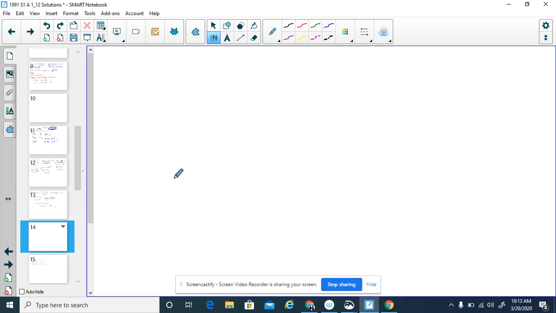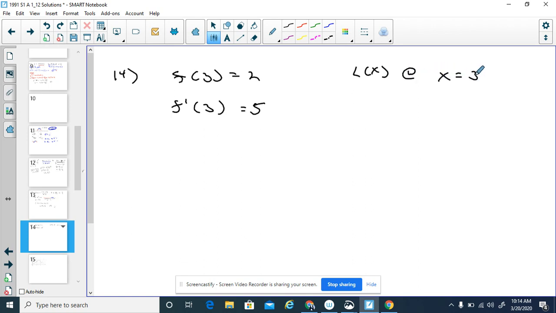All right, 14. It says let f be a differentiable function such that f of 3 equals 2 and f prime of 3 equals 5. Then it says if the tangent line to the graph of f at x equals 3 is used to find an approximation. A tangent line used to approximate is a linearization, so you want the linearization at x equals 3, and then the approximation for f at 3 would be what?